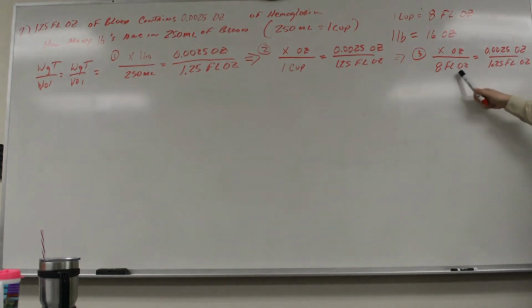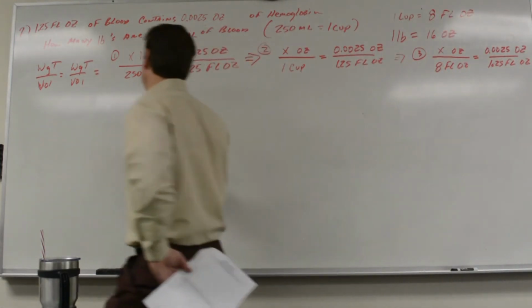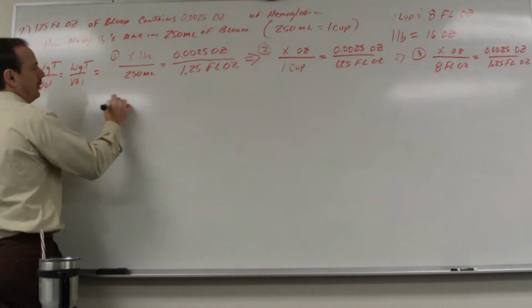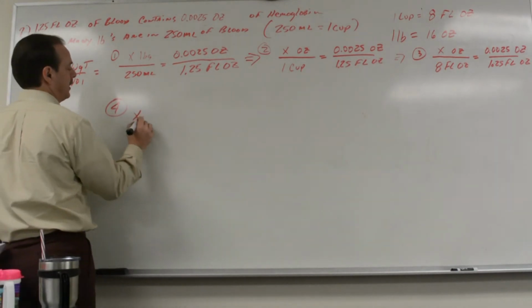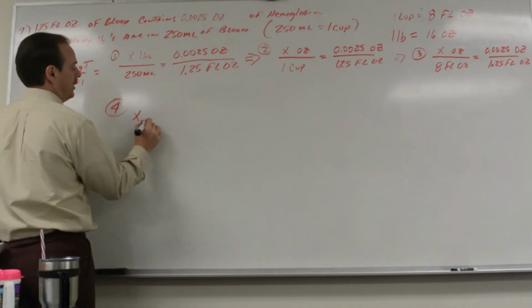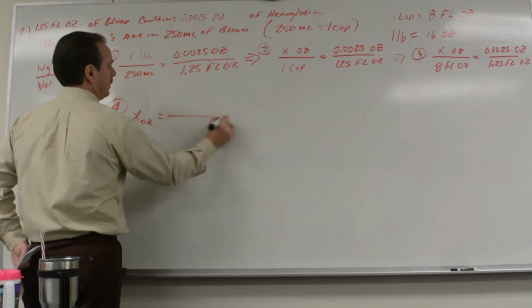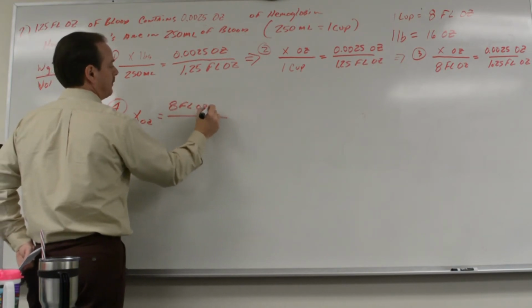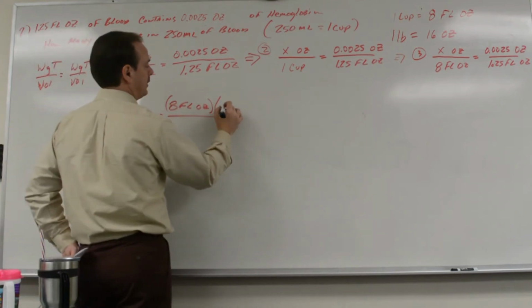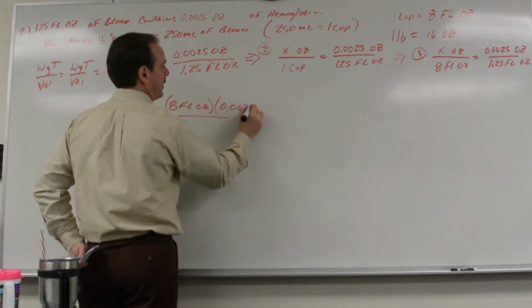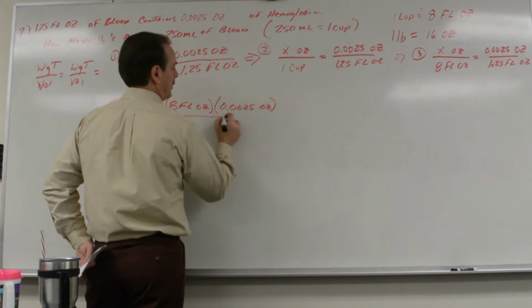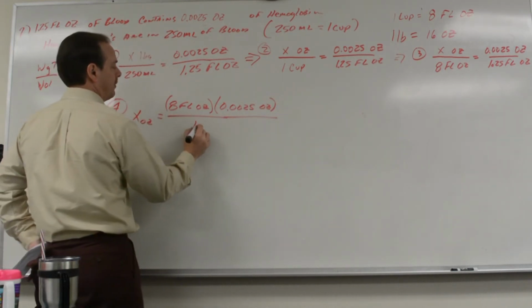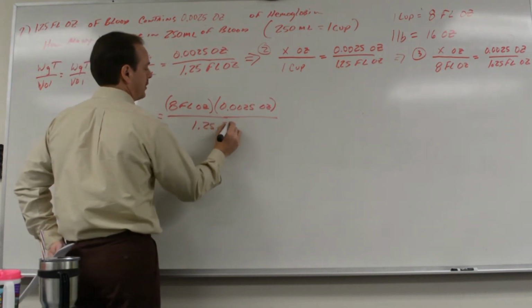Now we have ounces and ounces, fluid ounces and fluid ounces. Now we can solve, right? So let's go to step 4 here. We're going to have X ounces is equal to 8 fluid ounces times 0.0025 ounces. And we're going to divide that by 1.25 fluid ounces.